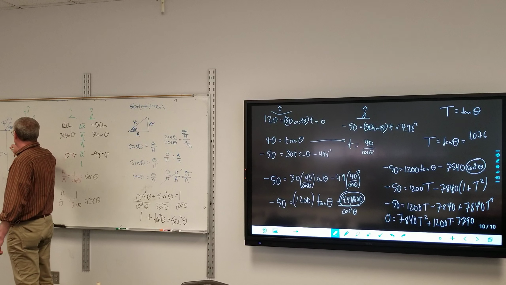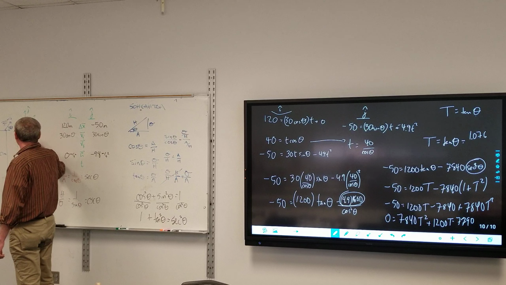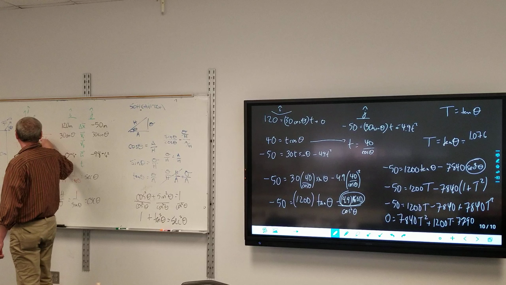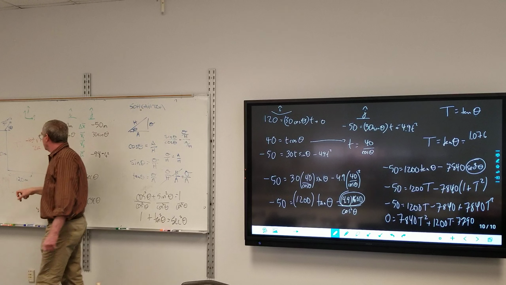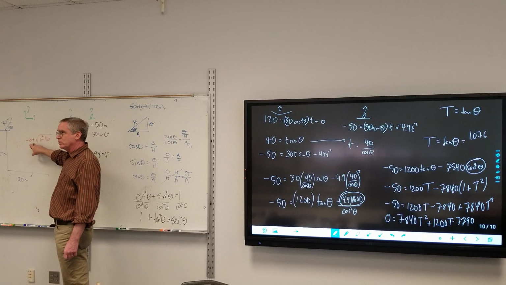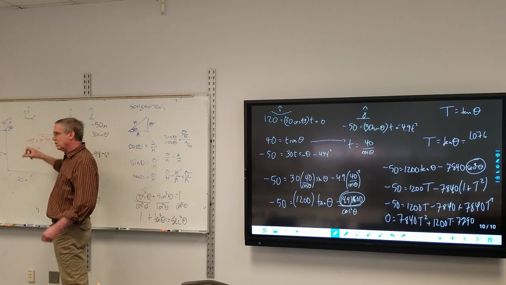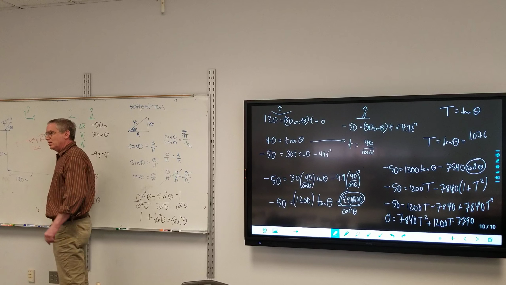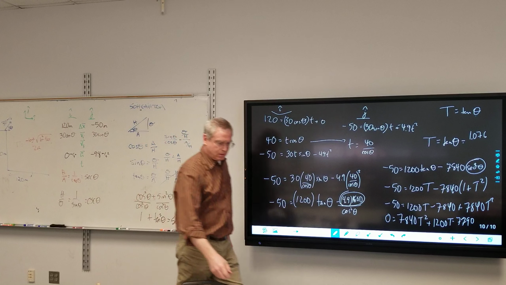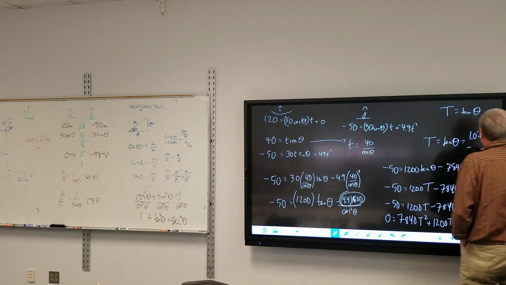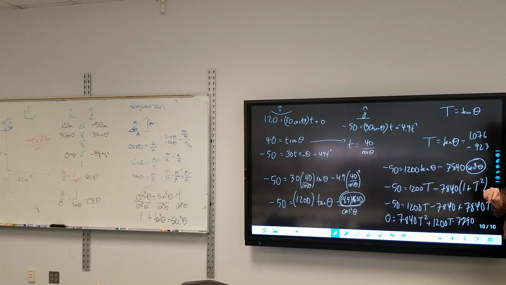Quadratic formula, in this case, t is equal to negative b plus or minus the square root of b squared minus 4ac, over 2a. Plus or minus, the positive gives you one solution, the negative gives you a second solution. Or negative 0.923. Yes. Anyone else get the same thing? Or something completely different?